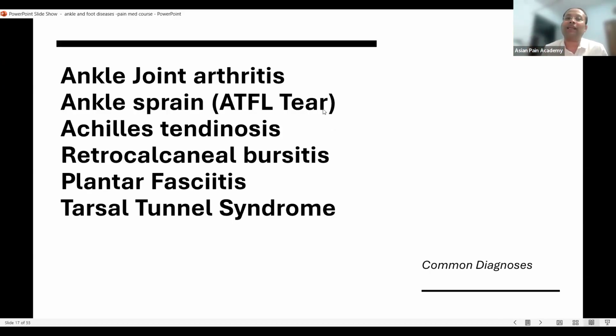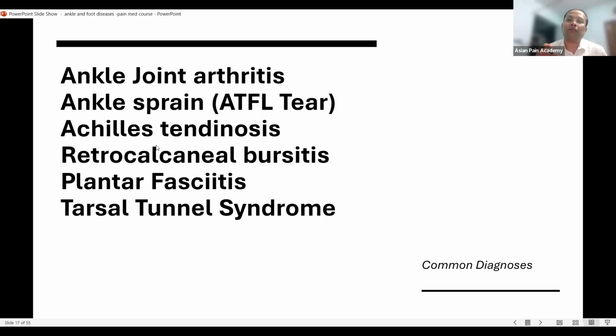The commonest ligament tear is the ATFL, anterior talofibular ligament tear. Remember, the posterior talofibular ligament is also there, but that is not a common cause of sprain. Then comes Achilles tendinosis. So Achilles tendon problem can be tendinosis, tendinitis, or an acute tear of the myotendinous junction of the Achilles tendon.